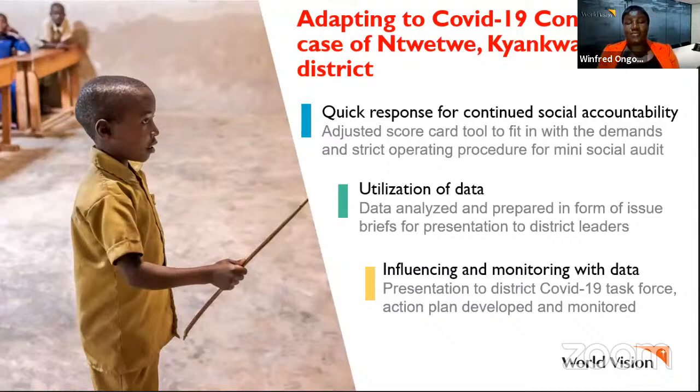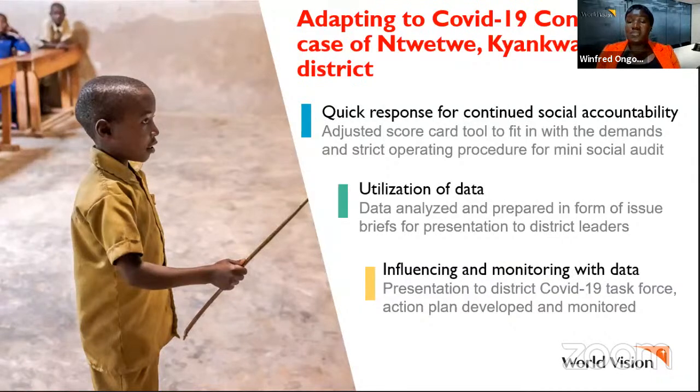When COVID-19 came through, the biggest challenge was the lockdown, because the lockdown came with very strict operating procedures, and social accountability thrives so much on numbers and gatherings. So there was a need for the community to adjust very fast to ensure that social accountability approaches continue to be implemented. The first thing was to adjust the community scorecard tool. This is a tool that is used by the community to measure their satisfaction with different public services. In this case, the focus was on health: maternal health, child health, and managing COVID-19.